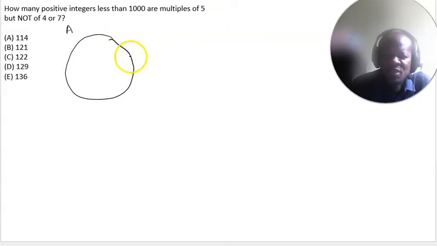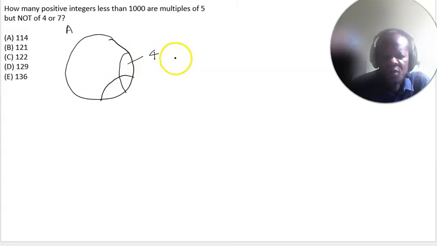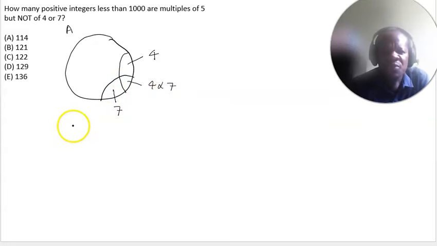Then from that list we remove, so there is an imaginary B here, and an imaginary C for 7. So these are the subsets we need to take away from the list. So multiples of 4, numbers among the list that are divisible by 4, 7, or 4 and 7. So let's create the formula first.